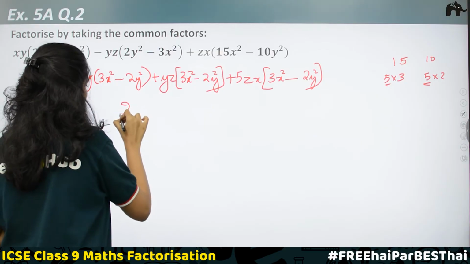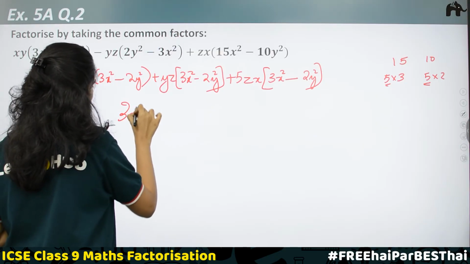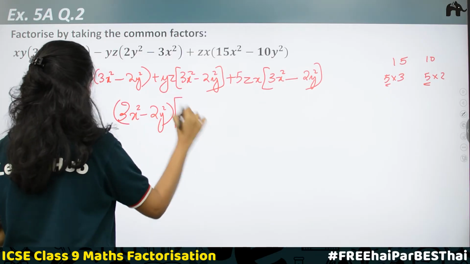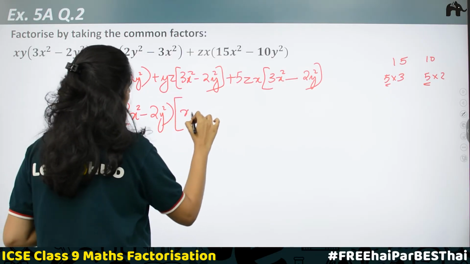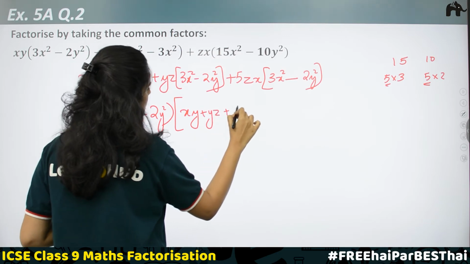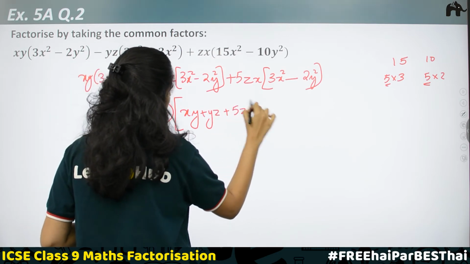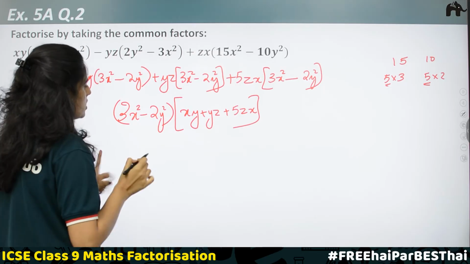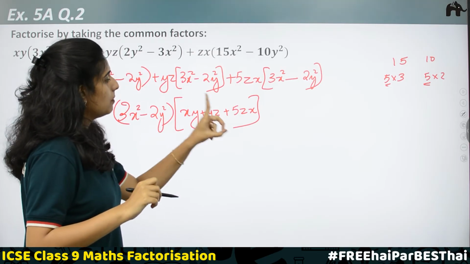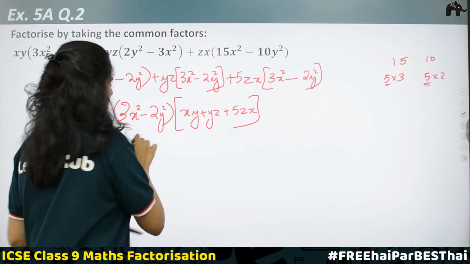So taking out 3x square minus 2y square into the remaining terms. Here we have xy, here we have yz, plus 5zx. Okay, 3x square minus 2y square into xy plus yz plus 5zx. So this is your answer.